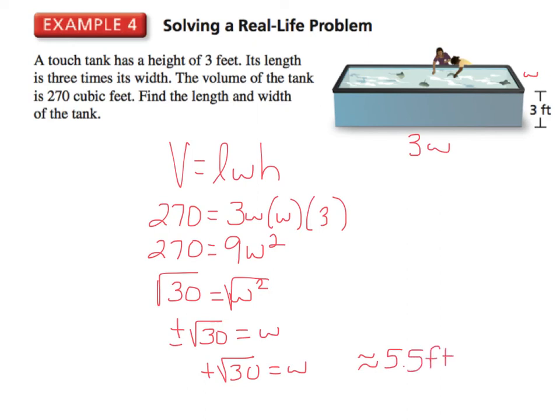Now, 5.5 feet is the width. I want to know the length. Well, that's 3 times that. And so that would be about 16.4 feet. Now, I don't multiply 5.5 times 3. I multiply root 30 by 3. So this gives you 3 root 30. That gives you more of an exact answer. 3 root 30 would simplify into approximately 16.4 feet.